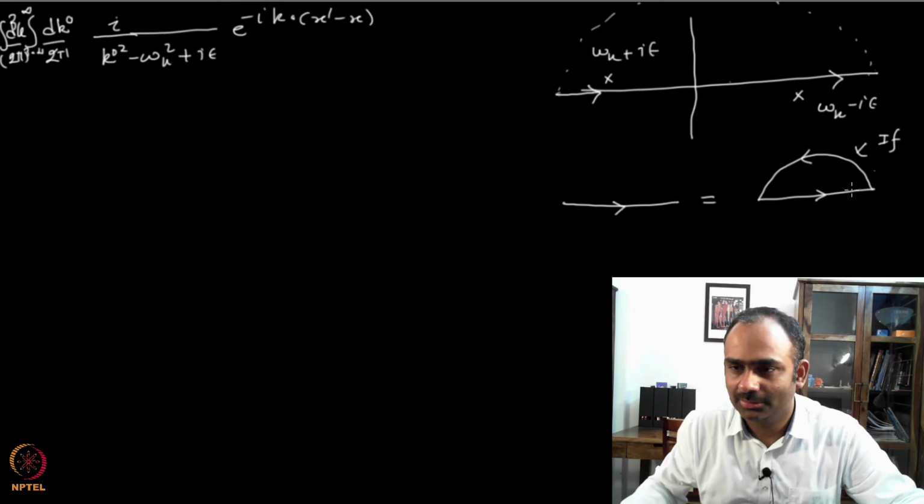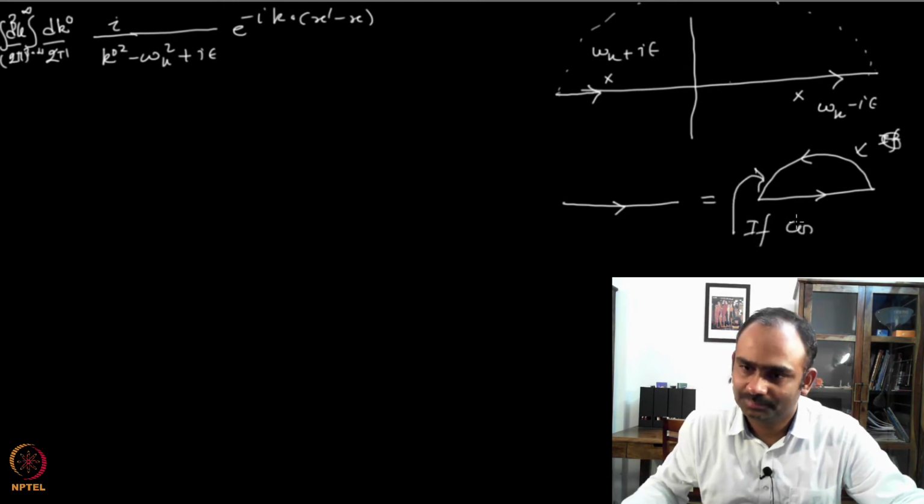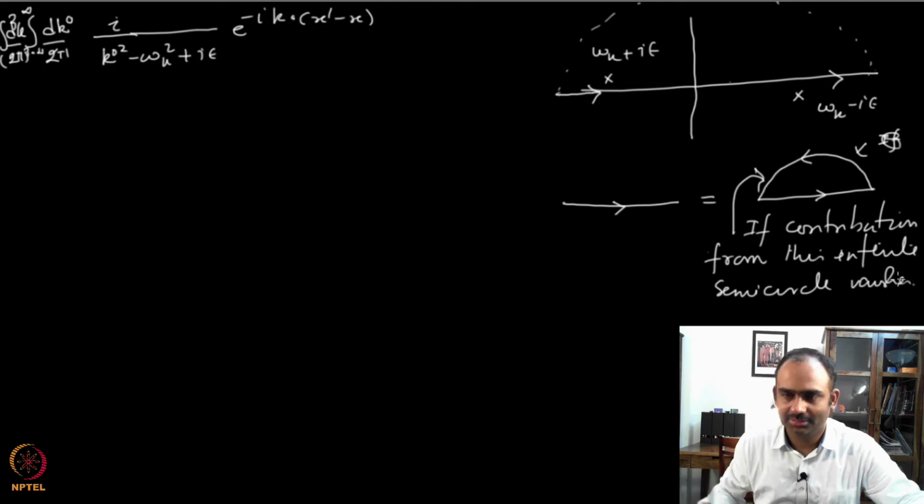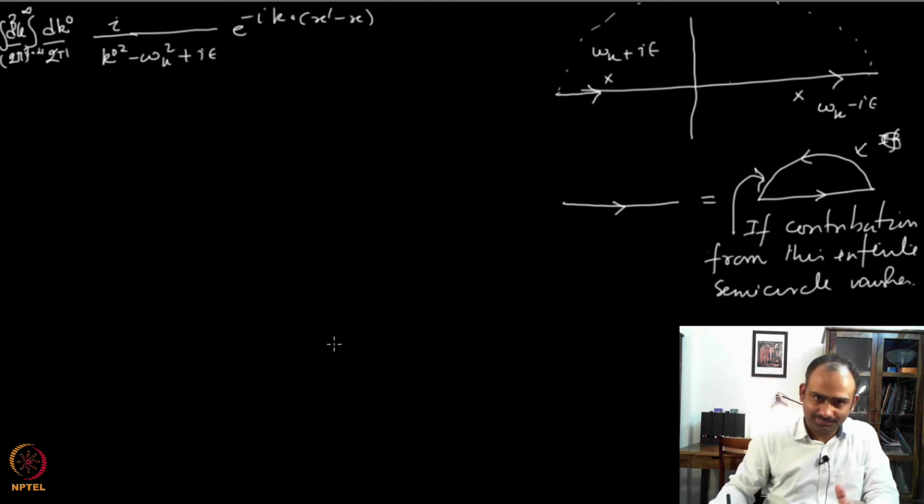If the contribution from this infinite semicircle, infinite meaning infinite radius, vanishes. Okay. So, let us see.